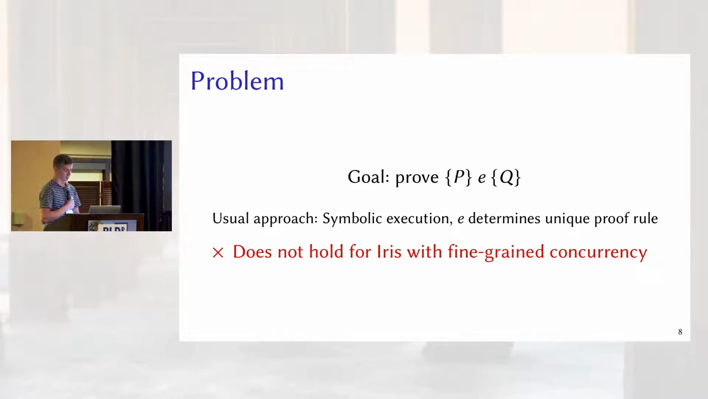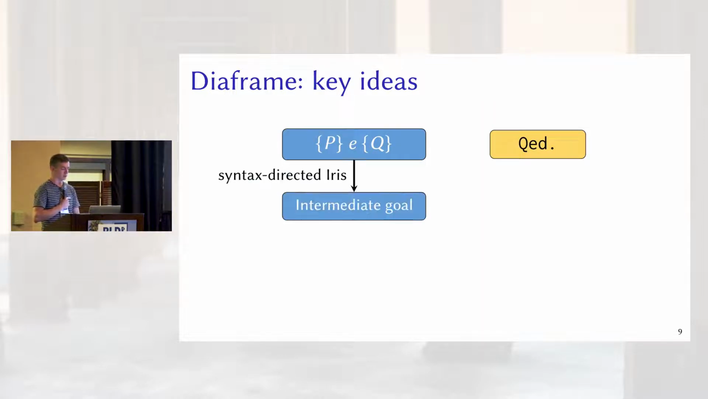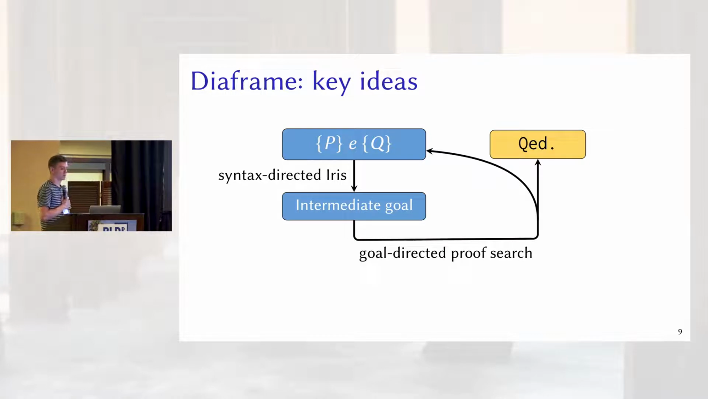So how did we overcome this? On the left, we have the Hoare triple we wish to prove, and we want to end up at QED, where the proof is actually finished. So instead of trying to get there directly with symbolic execution, what we do is we formulate and prove more syntax-directed versions of the Iris proof rules to end up in some intermediate goal. Now, this intermediate goal is nice because we found a goal-directed proof search procedure on such goals, which either lets us end up at another Hoare triple or finishes the proof.